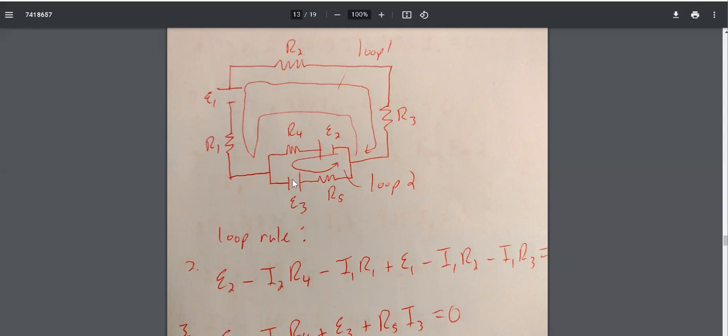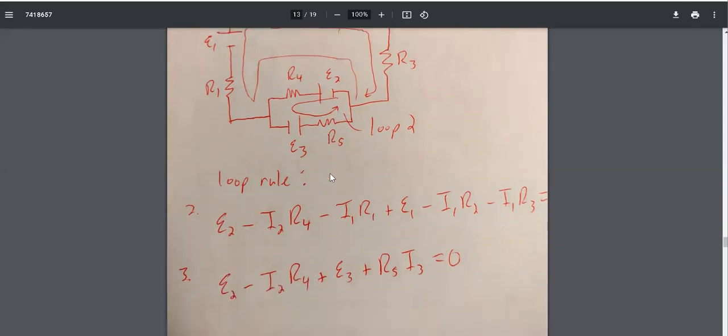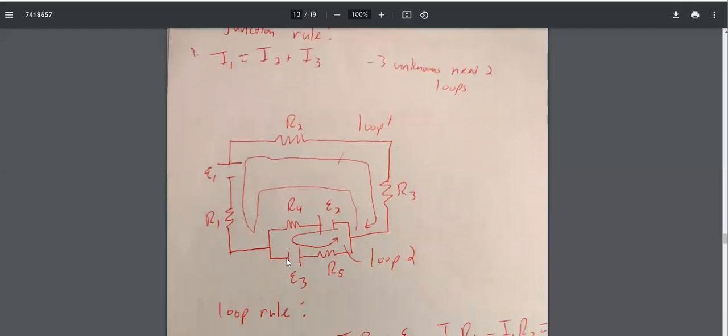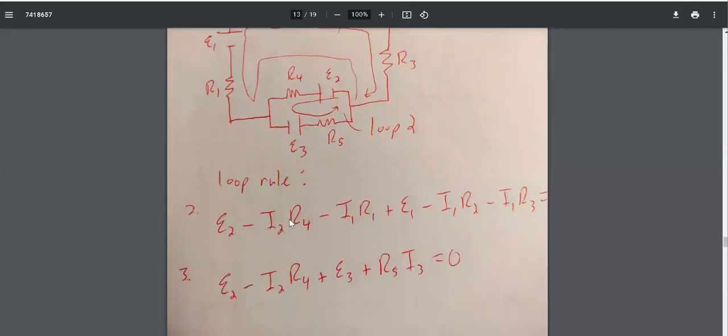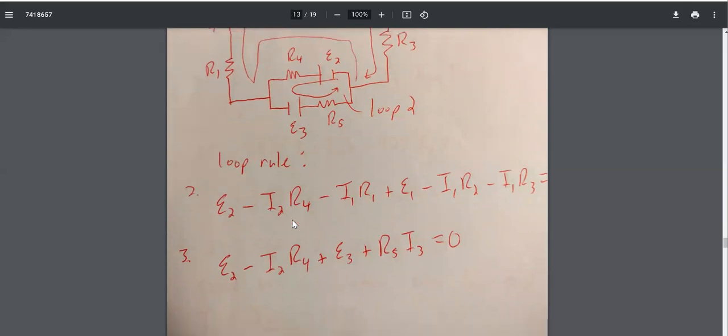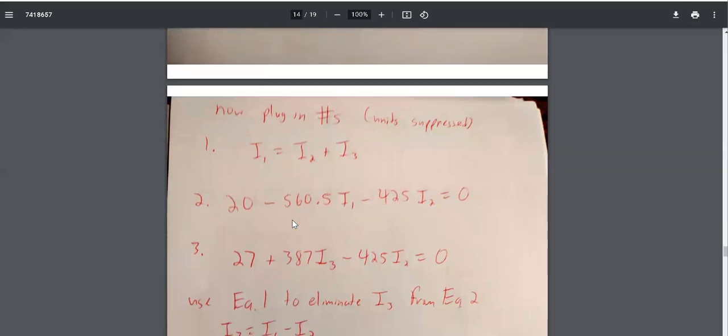All right, now we can do the same thing with our smaller loop, and that gives us this equation. So we have 3 equations here and 3 unknowns. We have all of the information that we need to solve for I1, I2, and I3. All right, now the next step is to actually plug our numbers in.